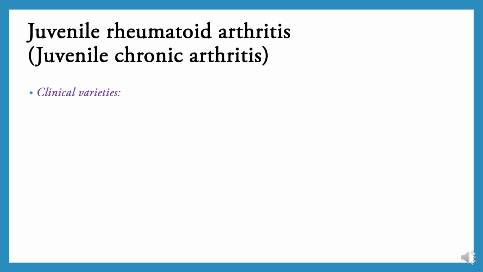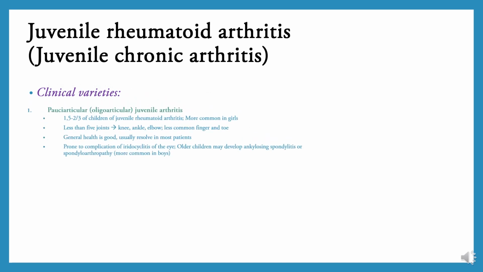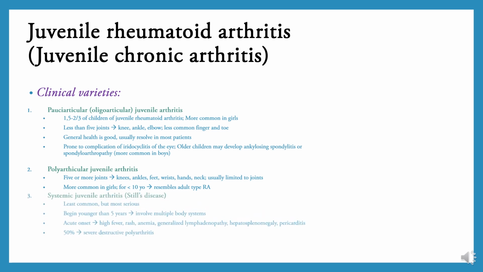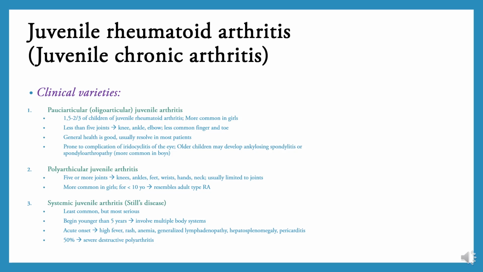In juvenile rheumatoid arthritis, the clinical varieties are pauci-articular or oligoarticular juvenile arthritis, polyarticular juvenile arthritis, and systemic juvenile arthritis or Still's disease.